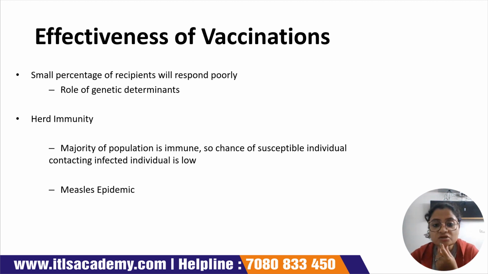So the chances of the infection spreading from the infected person to the uninfected or susceptible individual have decreased, isn't it? Because the majority of the population is already immune, so they will no longer be infected. So automatically, the remaining smaller proportion of the population that is left behind is being protected from the disease. So that is the concept of herd immunity, which is very important to understand when we are talking about vaccinations. Okay.